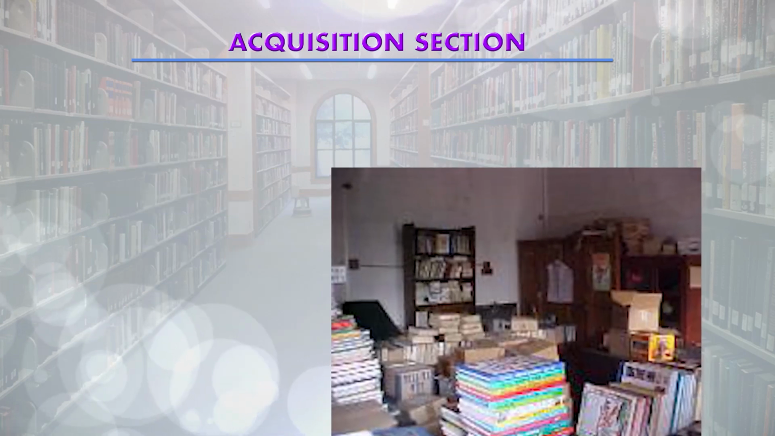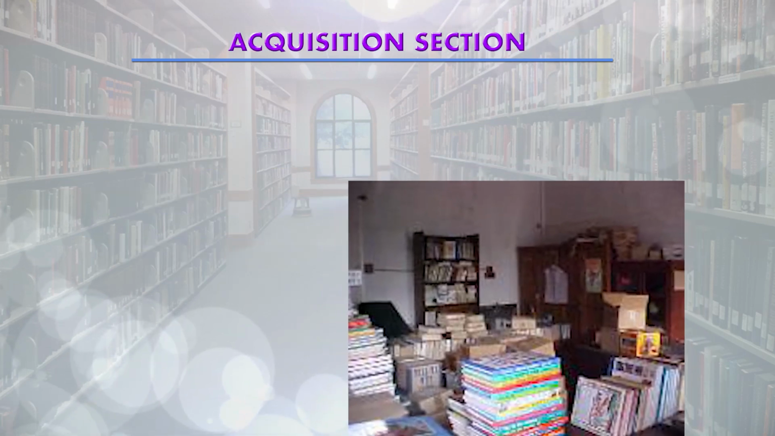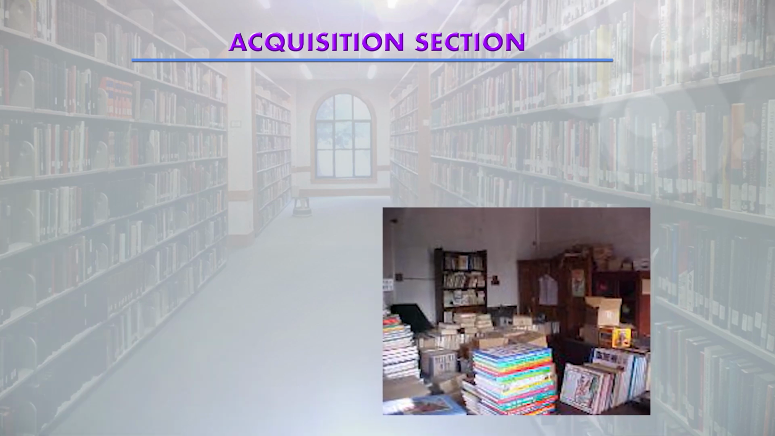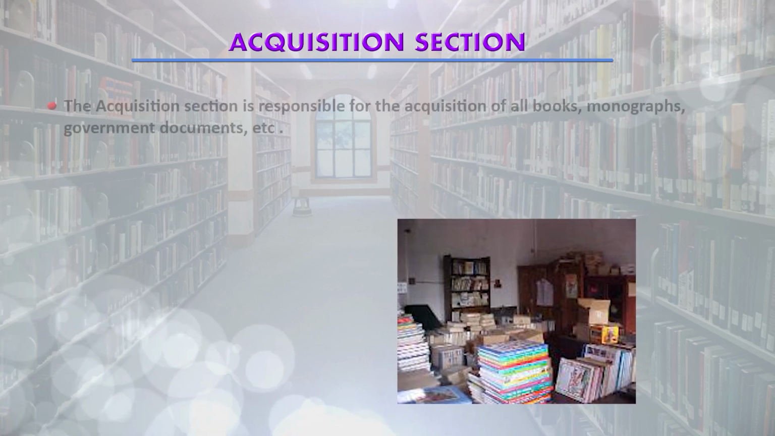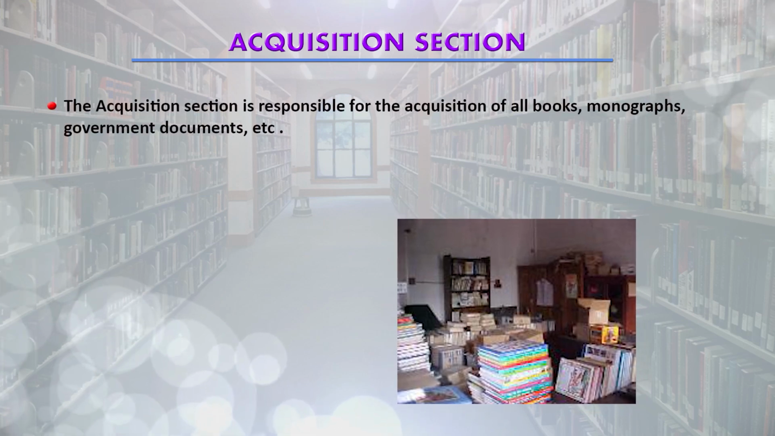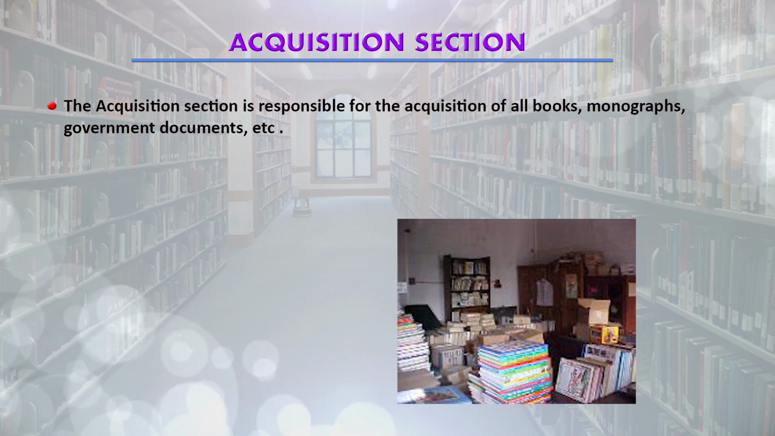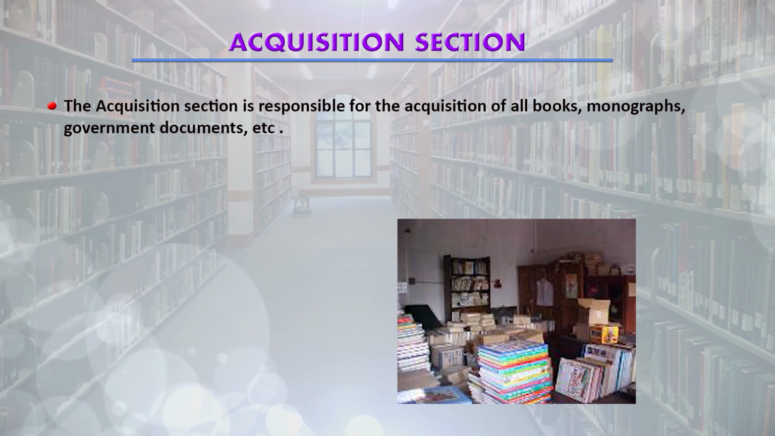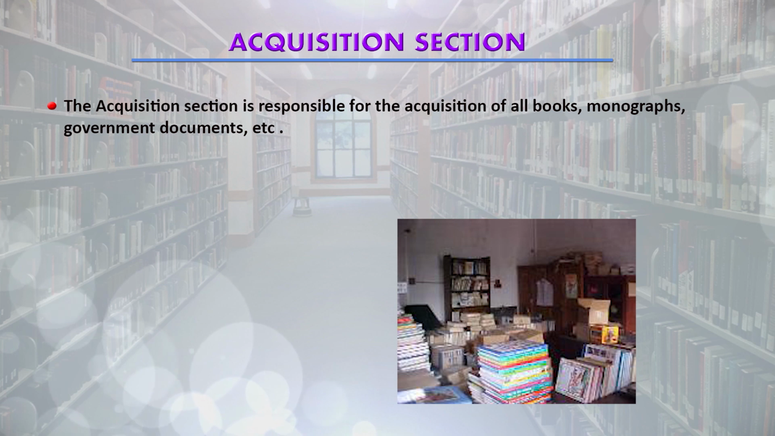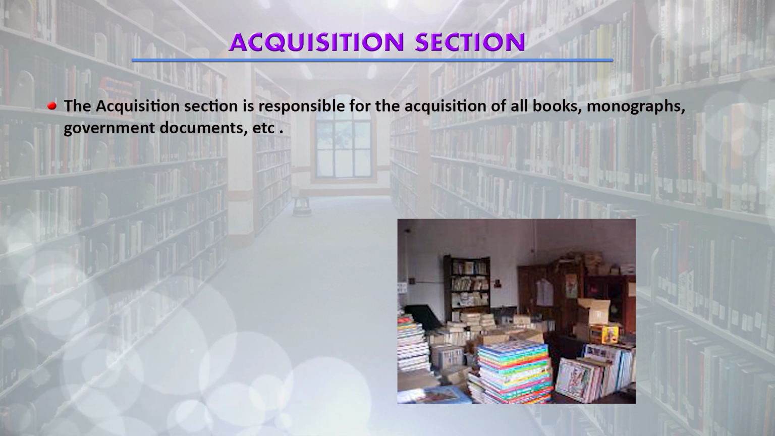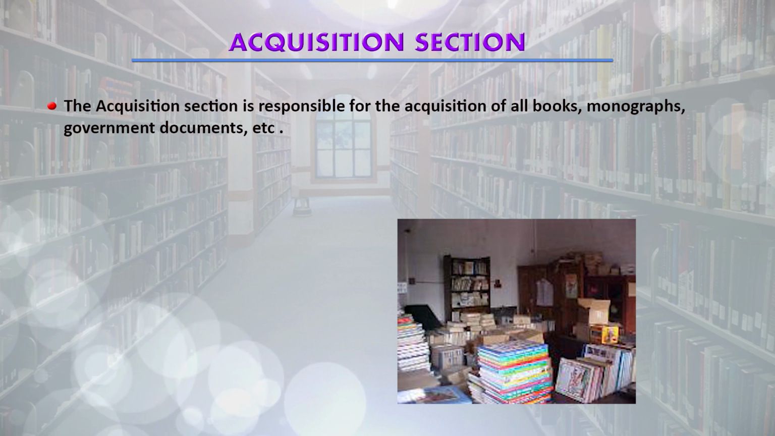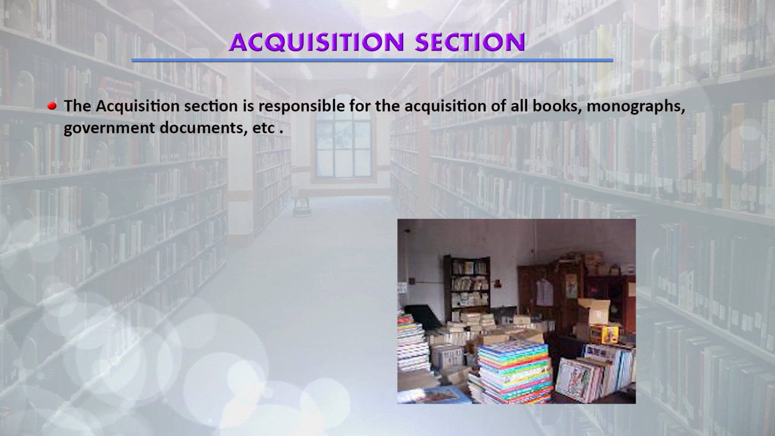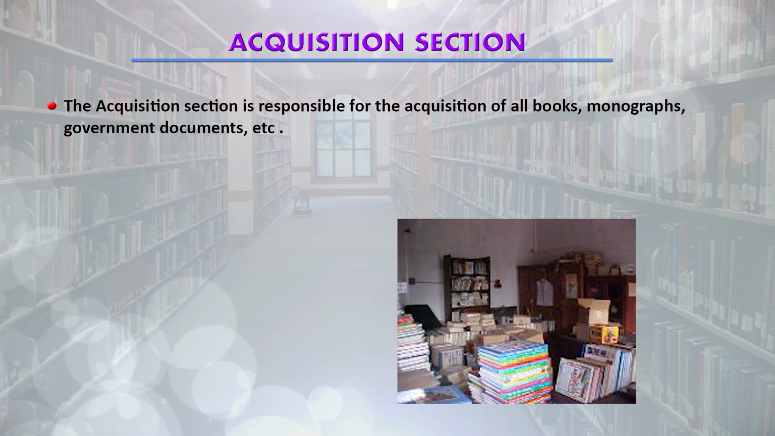The acquisition section is the first section of the library, and as the name suggests, it is for acquiring the documents. This section is responsible for procuring documents, and for this procurement, this section also selects the documents. So, the acquisition section is responsible for the acquisition of all books, monographs, government documents etc. Whatsoever a library is acquiring, the acquisition section is responsible for that.